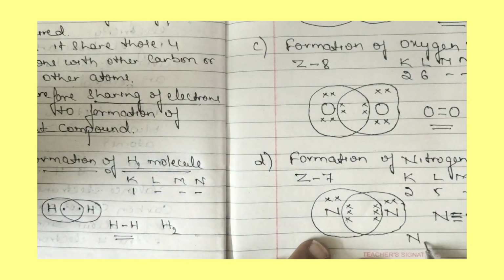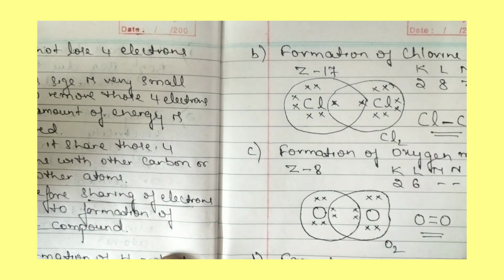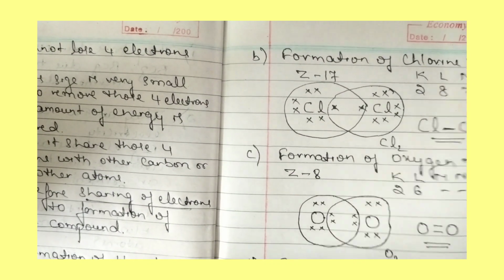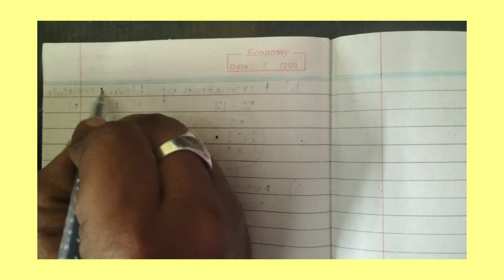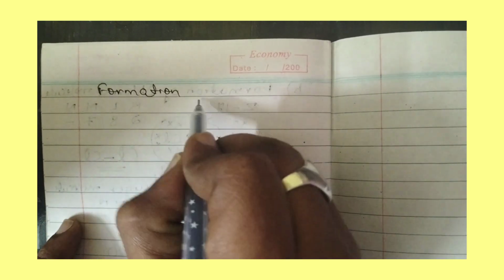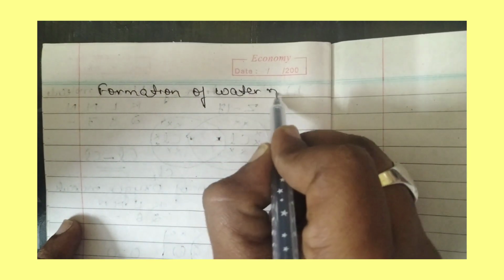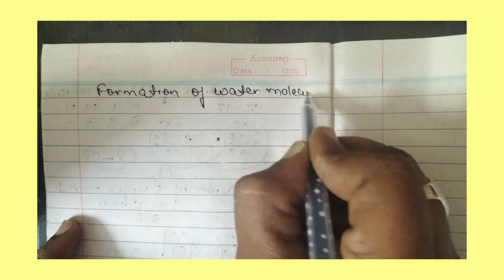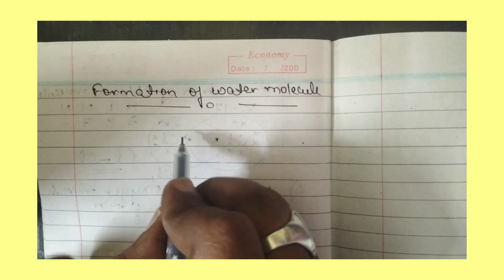Nitrogen will become triatomic N3, oxygen O2 diatomic, chlorine also diatomic Cl2. Now let us see the formation of the water molecule. Let us study about the formation of water molecule. Water molecule is H2O.